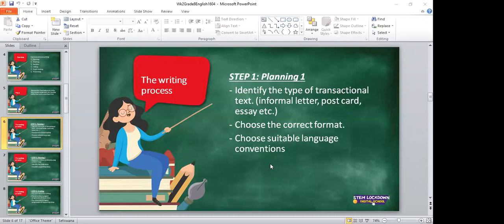Let's continue. After choosing the correct format, you also choose the suitable language conventions. What does this mean? This means that, for example, if you write an informal letter, you can use slang. You can use what they call colloquial language, because you are writing to your friend, and your friend knows what that means.